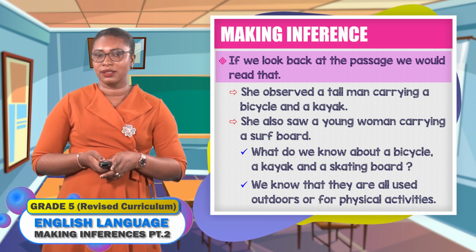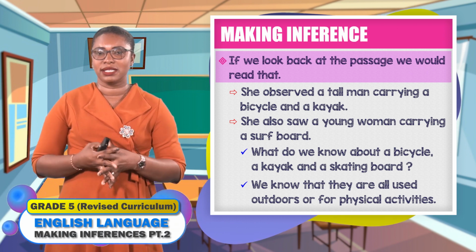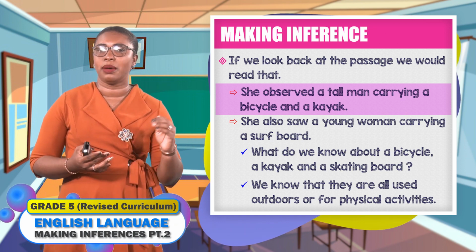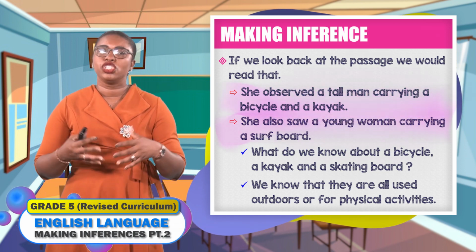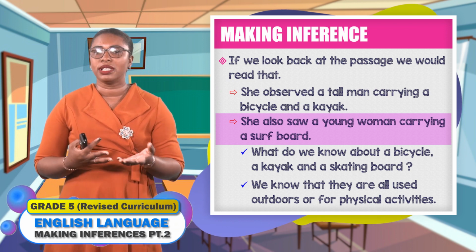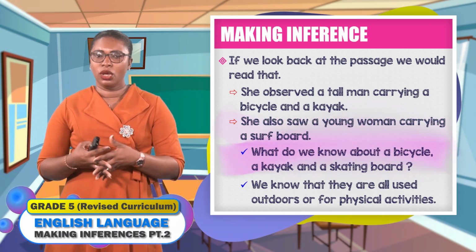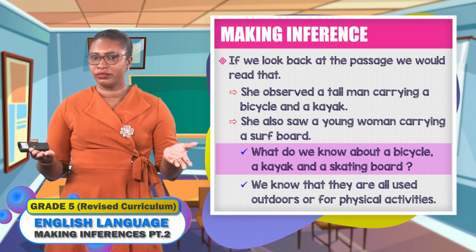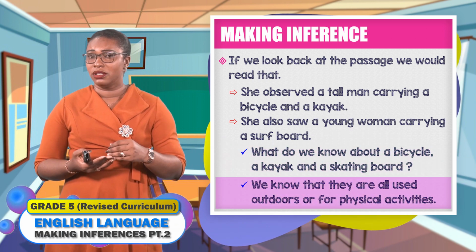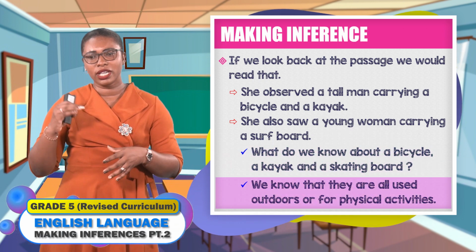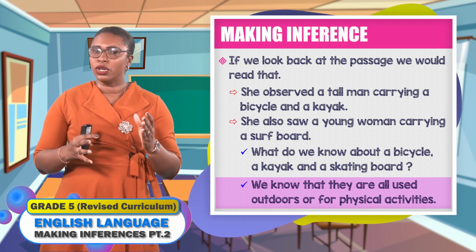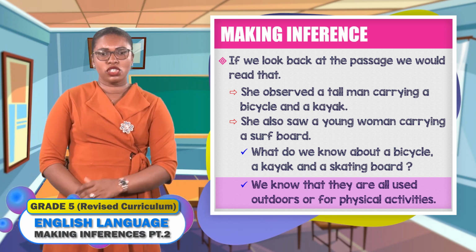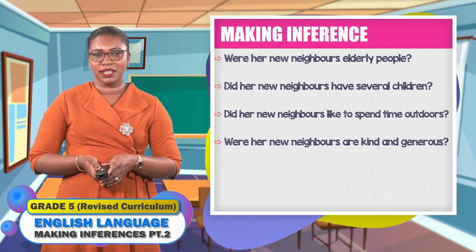I hope you're thinking. If we look back at the passage, we would have read that she observed a tall man carrying a bicycle and a kayak. She also saw a young woman carrying a surfboard. What do we know about a bicycle and a kayak and a surfboard? Well, if we have been very adventurous or even looking at movies and so on, we know that these are all used outdoors for physical activities. So what inference can we make?